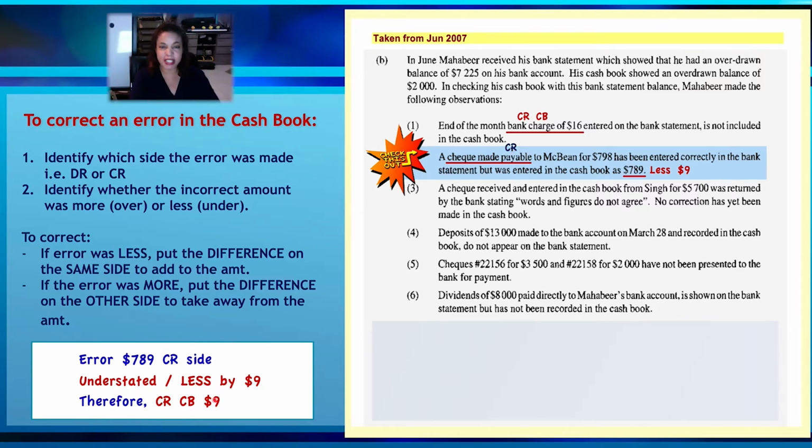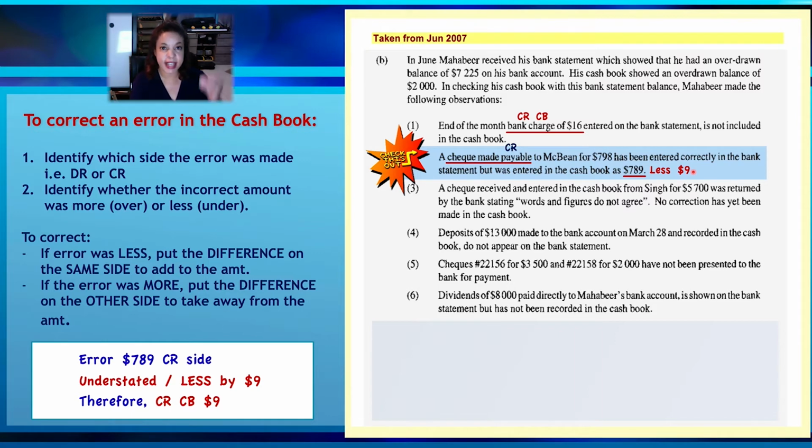See, so just remember these steps. First, you identify which side of the cash book the error was made. It was the credit side. Then you identify how much, $9, and whether it was understated, meaning less than the correct amount, or overstated, meaning more than the correct amount. $7.89 is less than $7.98, so it was $9 less, or understated.